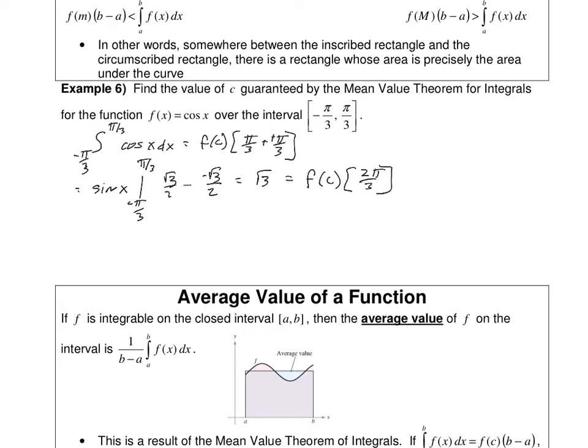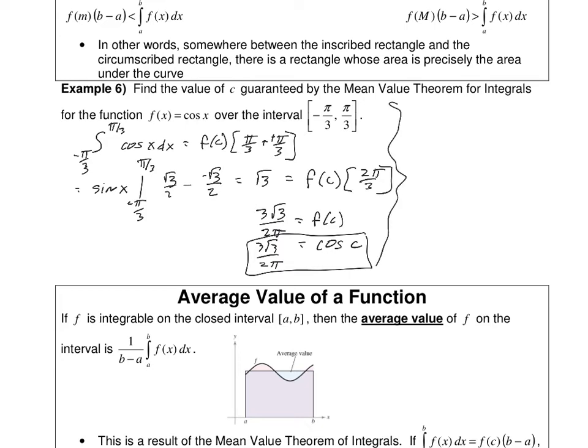Now I want to solve for c, so I have to isolate c, so I'm going to multiply by the reciprocal on both sides. That gives me 3 radical 3 over 2 pi is equal to f of c. Well, I know f of c is really the cosine at c, so I want to know when does the cosine equal, it's a little bit of a ridiculous equation here, 3 radical 3 over 2 pi. So this is my situation. Maybe this could be a non-calculator question if the number ended up being cleaner, but it is not.